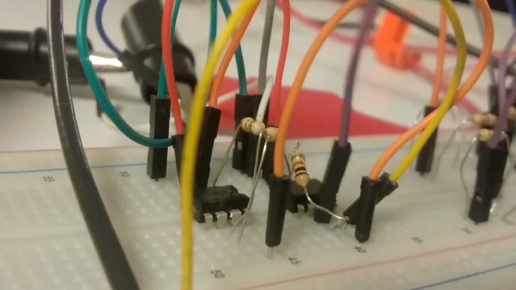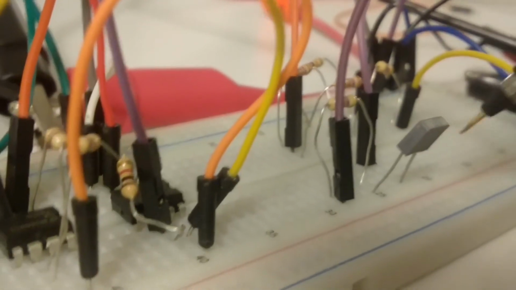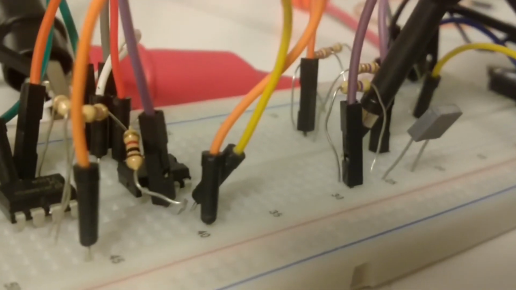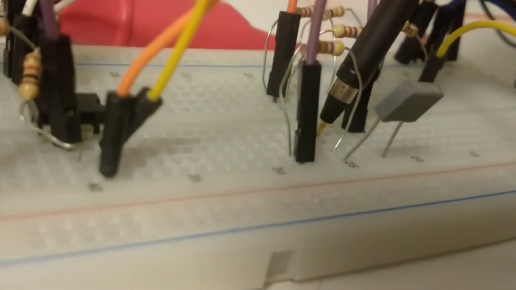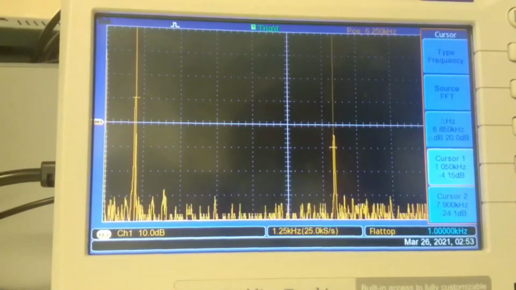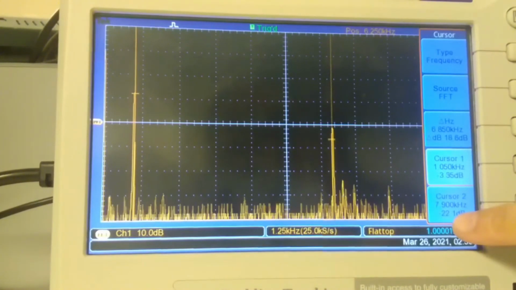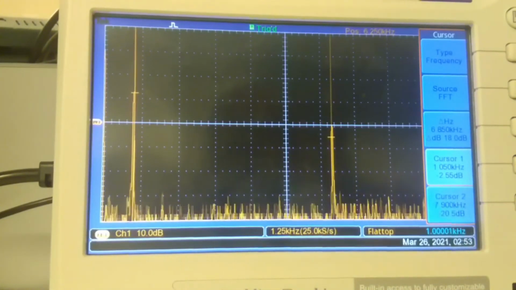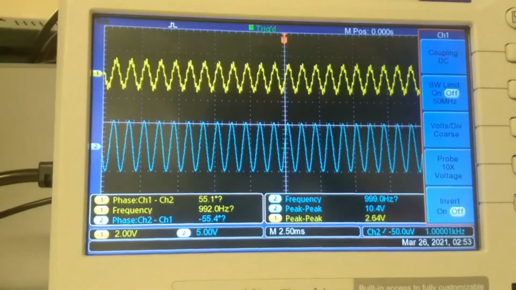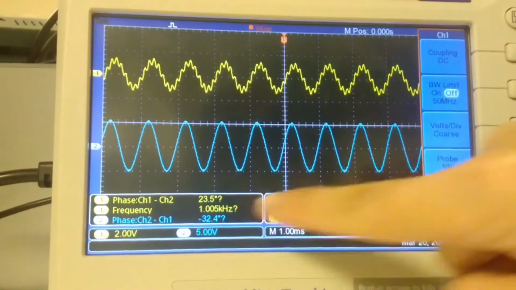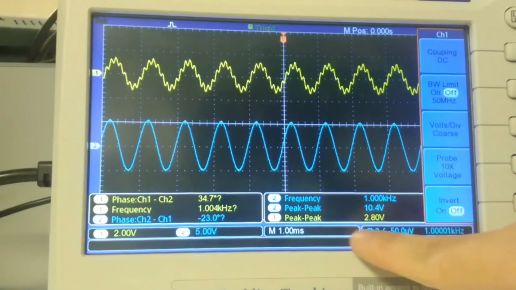And when we measure across the capacitor, you will have the low pass filter, and you can see it's 1 kHz and it has higher magnitude in dB than the 8 kHz. Even though it is not a perfect filter, we can still see the 1 kHz frequency. If you use a second order or other different filter, you will have a better result.